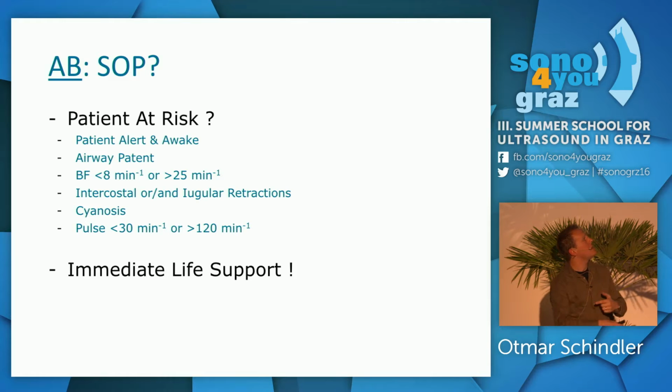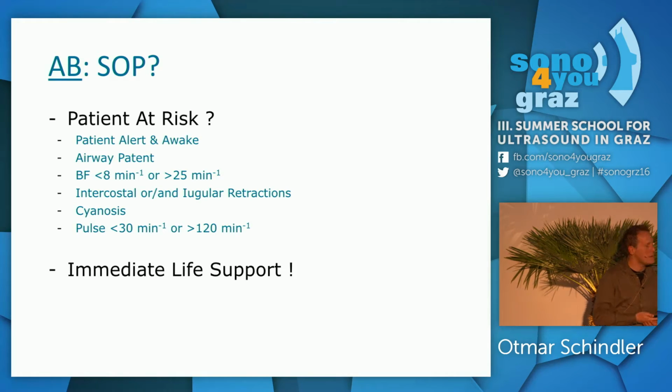If the person is alert and awake, his mental status is okay, at least one good thing. Is the airway patent? We always have to assess that. We have to assess the breathing. Is it too slow? Is it too fast? Or is it a bit strange? So does he have retractions? Does he have paradoxical breathing? And then we also look at his face color and we look at his pulse. And if something here is altered, we have to act immediately.